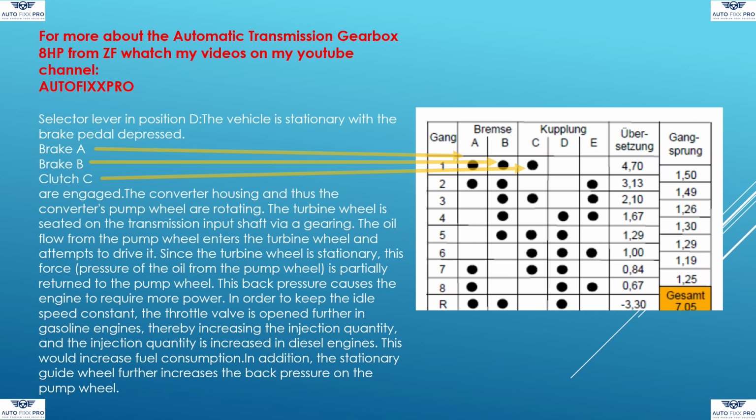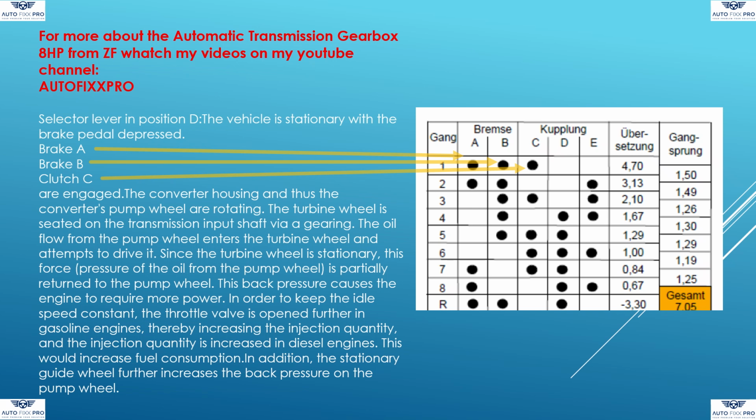Assumption: selector lever in position D. The vehicle is stationary with the brake pedal depressed. Brake A, brake B, and clutch C are engaged. The converter housing, and thus the converter's pump wheel, are rotating. The turbine wheel is seated on the transmission input shaft via a gearing.